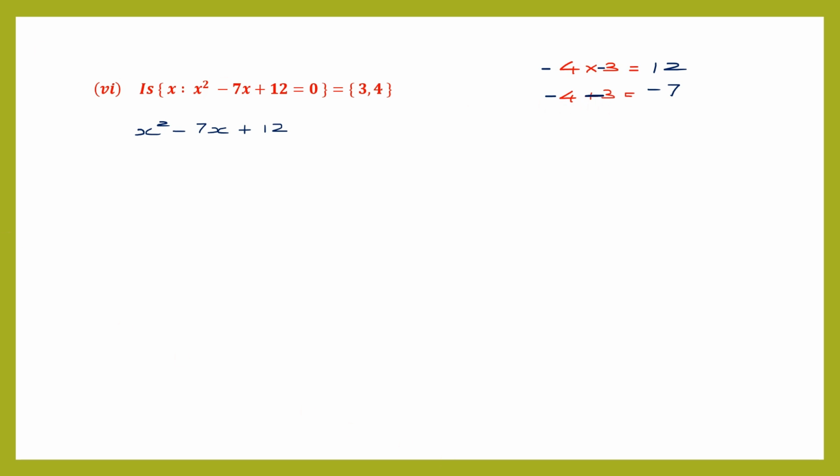So how do I write this? I write this as x squared minus 4x minus 3x plus 12. So we have split this middle term into 2. Even if we put this together, we're going to get back 7x. And when we multiply the numbers, we're going to get 12. So now we're going to take out the common factor.